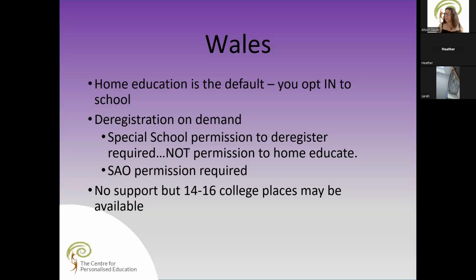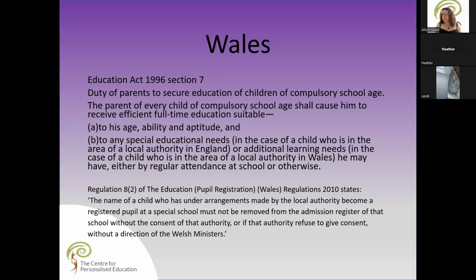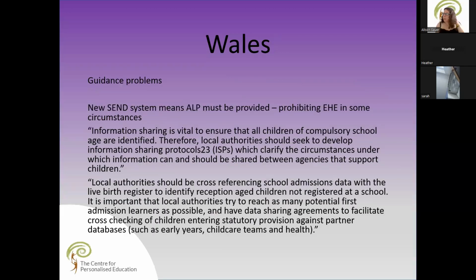Really good stuff. So moving on to our last area, which is Wales. Again, home education is the default, deregistration on demand, all the same things. 14 to 16 college, so very similar to England. However, in Wales, they have recently put in place some new guidelines, and they are the worst guidelines we have ever seen. They're absolutely dreadful. So we've got massive problems with them.